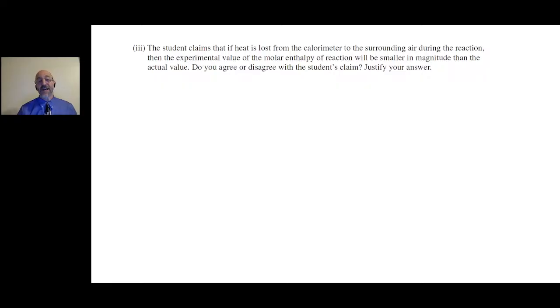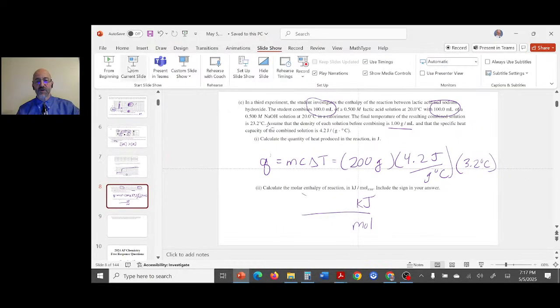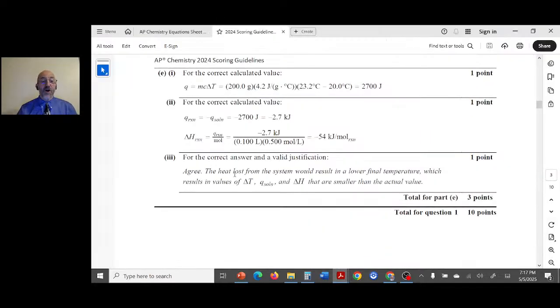I would say yes, I agree with the student's claim, because a smaller change in temperature happens because you're losing heat to the surroundings. So again, back on the scoring guidelines here: Agree. The heat lost from the system would result in a lower final temperature, which results in values of delta T being smaller and therefore Q and delta H being smaller.